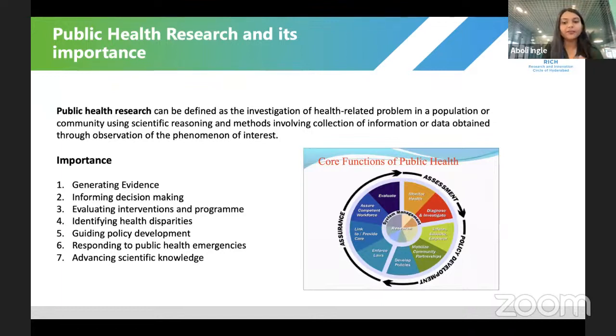Guiding policy development. Research provides scientific evidence which can guide and help in developing health policies, public health policies.